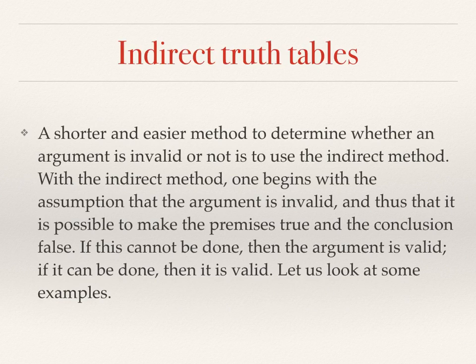And the way to go about it with an indirect truth table analysis is you simply assume that the argument is invalid, and thus that it is possible to make the premises true and the conclusion false. If this cannot be done, in other words, if you work it out so that you can't make all the statements such that the premises are true and the conclusion is false, then the argument is valid. If it can be done, in other words, if you can do it such that the premises can be true and the conclusion false, then it's invalid. This says valid, but it actually should be invalid. So let's look at some examples.